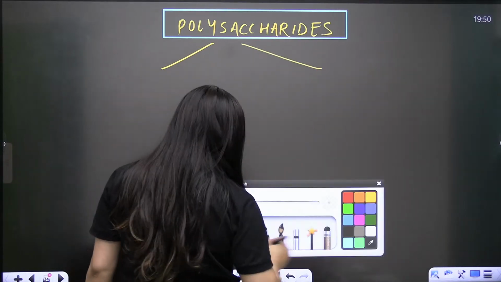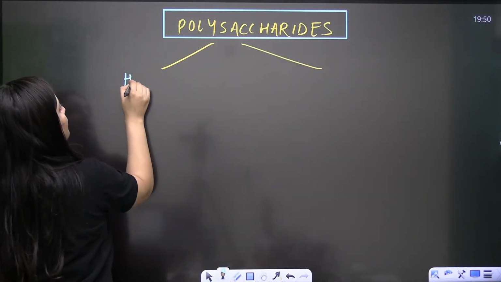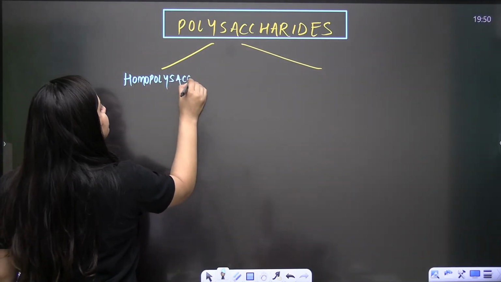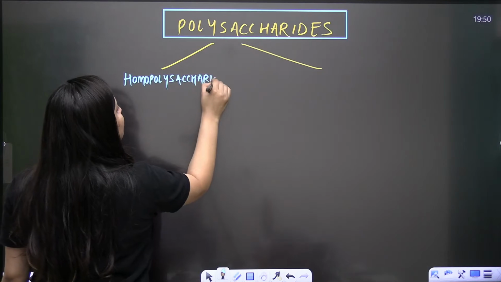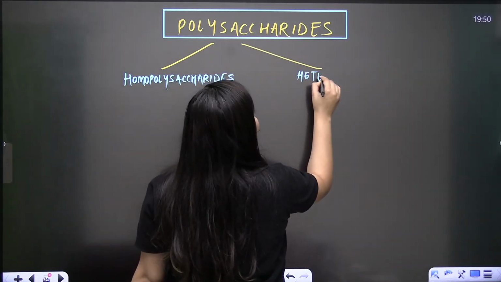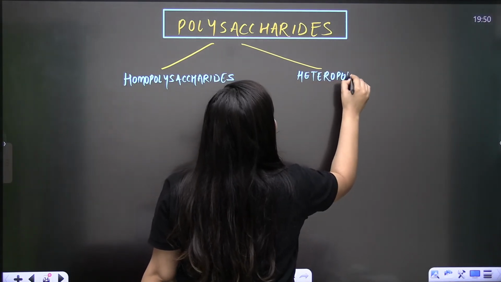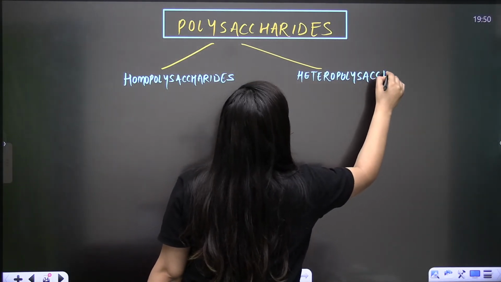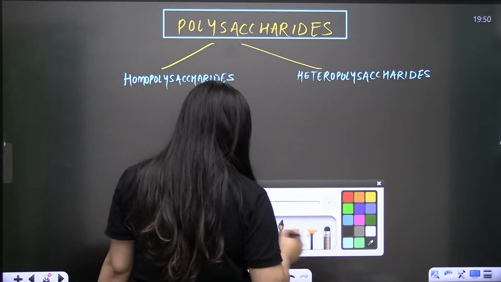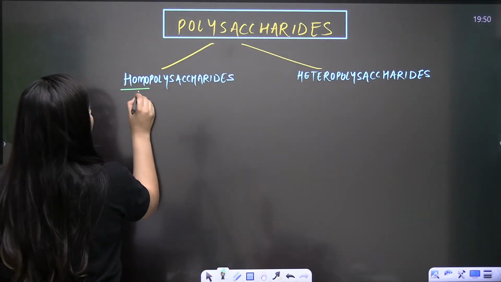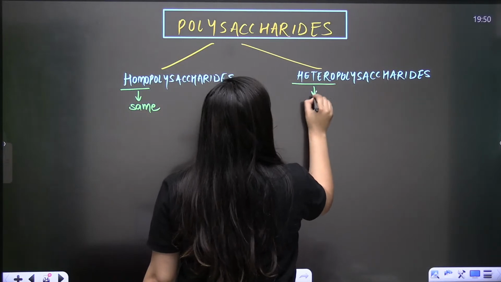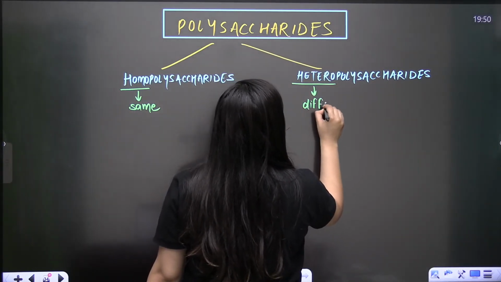Polysaccharides, there are two types. One is homopolysaccharide and the other one is heteropolysaccharide. Homo and hetero, right? Are you getting it? So homo means same, hetero means different.